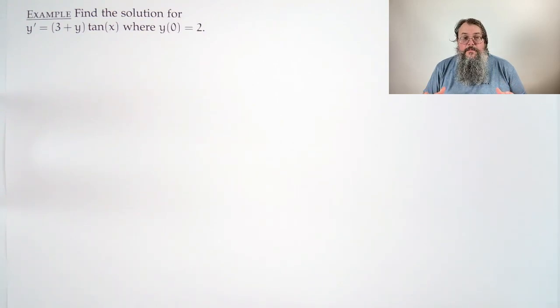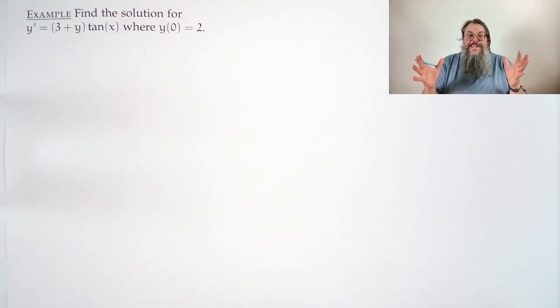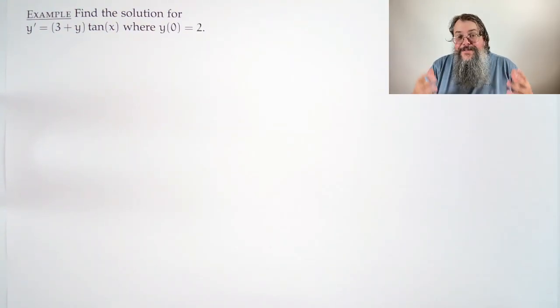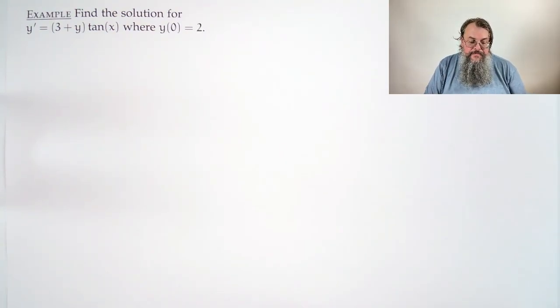For this problem, we're asked to find the solution for y prime equals 3 plus y tangent of x, where y of 0 equals 2. And actually, let's think about how we could do this in two different ways, and then we can compare. Because why not? It's fun to do things in more than one way.